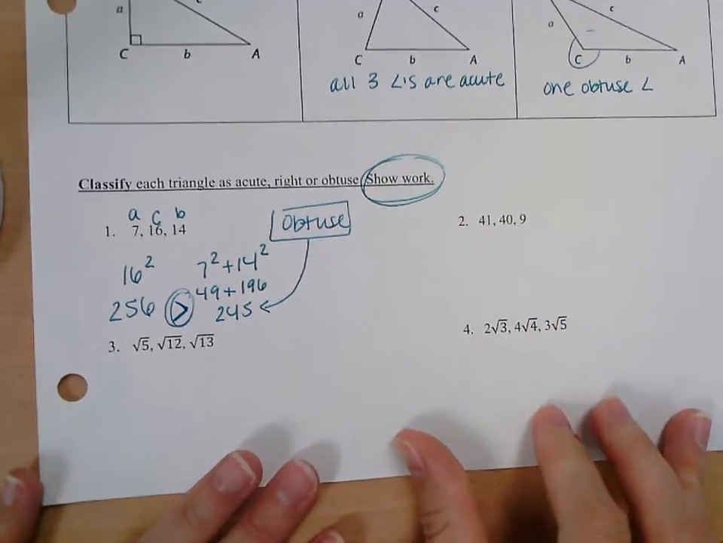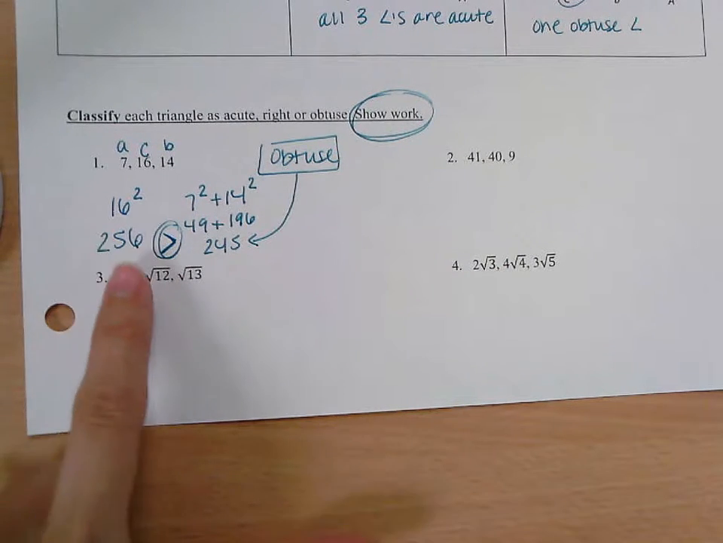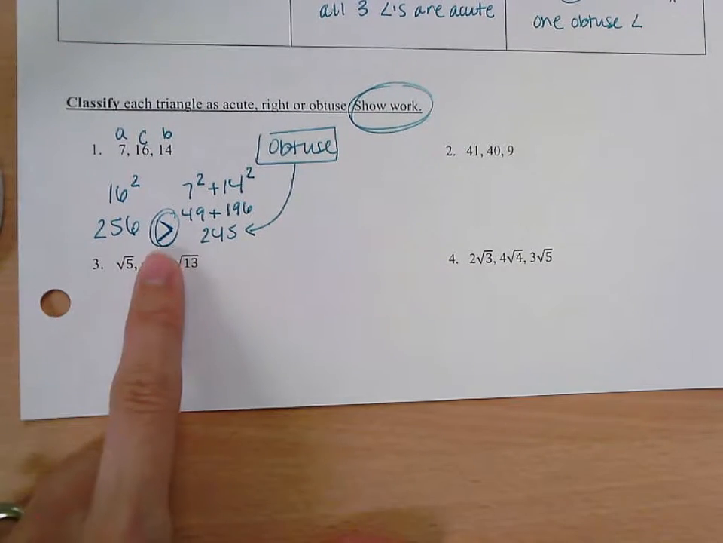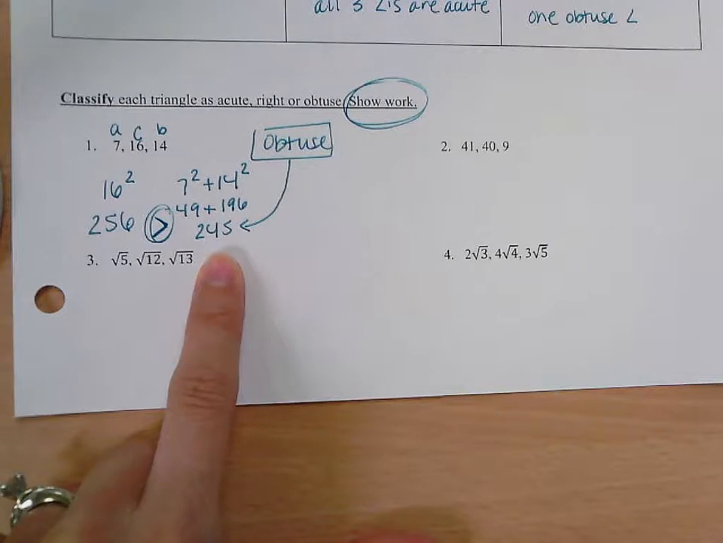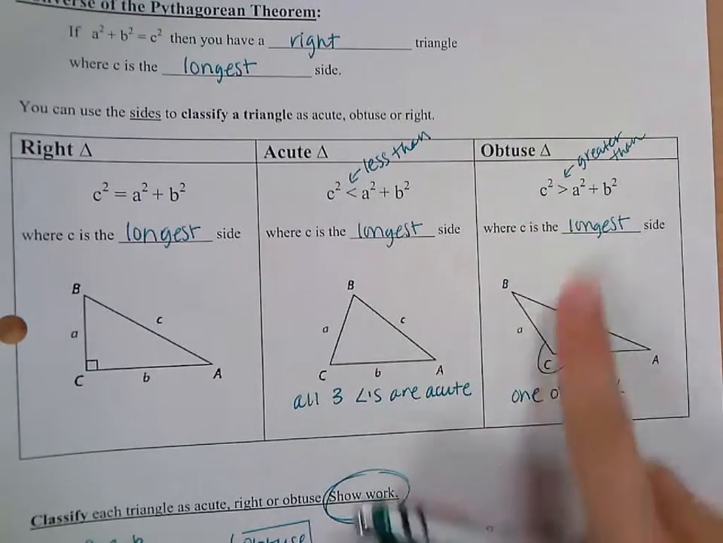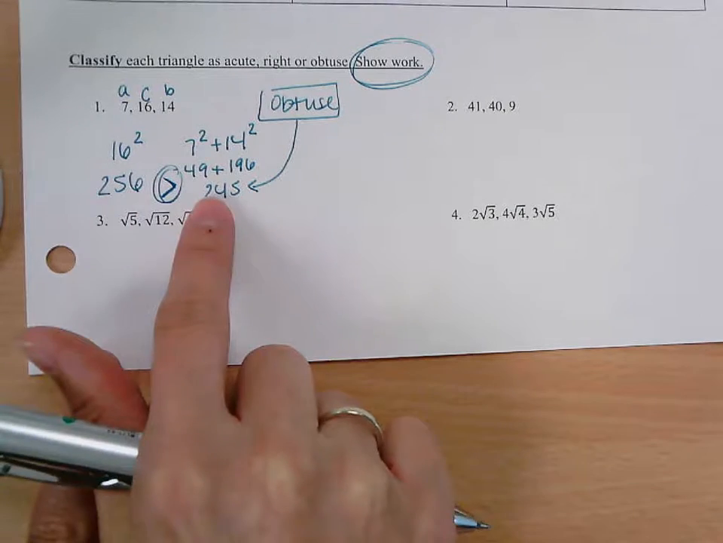I'm just going to draw an arrow. So, which part? Because I calculated C squared and then A squared plus B squared, C squared is larger than A squared plus B squared. And if C squared is greater than, then it's an obtuse triangle. So you're figuring out the relationship between these 2 numbers.